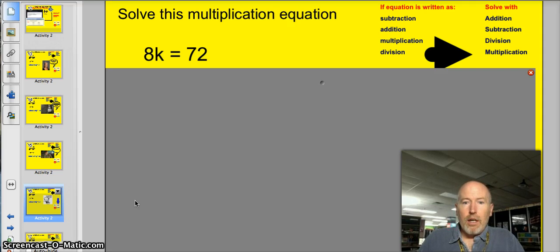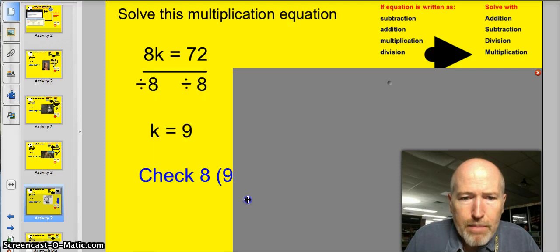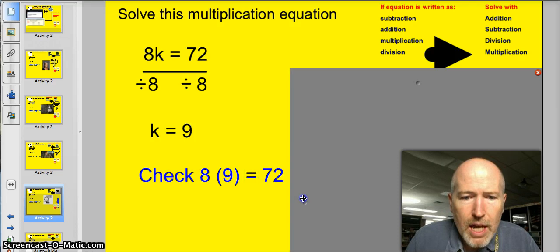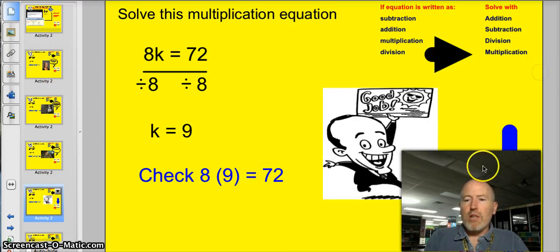I'm back. Thought I'd do that one semi-normal. All right, 8k equals 72. We're going to divide by 8. We end up with k equals 9. Pop it in. 8 times 9, 72. And we got Mr. Persons on dress-up day over here.